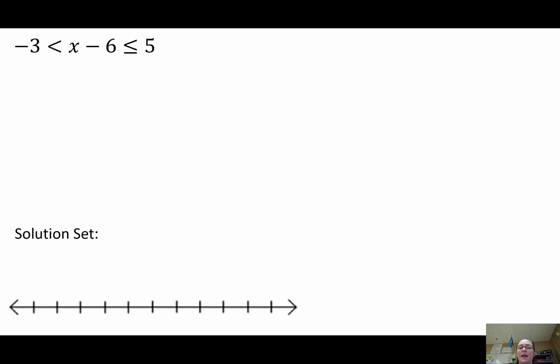-3 is less than x minus 6, less than or equal to 5. I can solve this just as it is, or I can look at this another way. All this is saying is that -3 is less than x minus 6, and x minus 6 is less than or equal to 5. So all I did was take that and split it into 2, with the middle going with both inequality signs. And I can just solve these as we go.